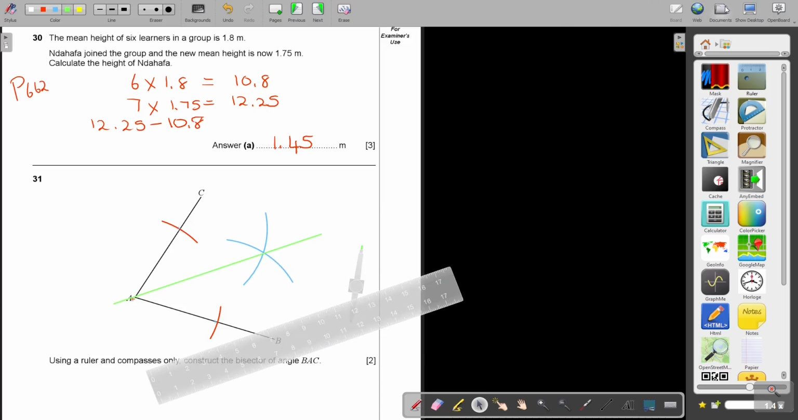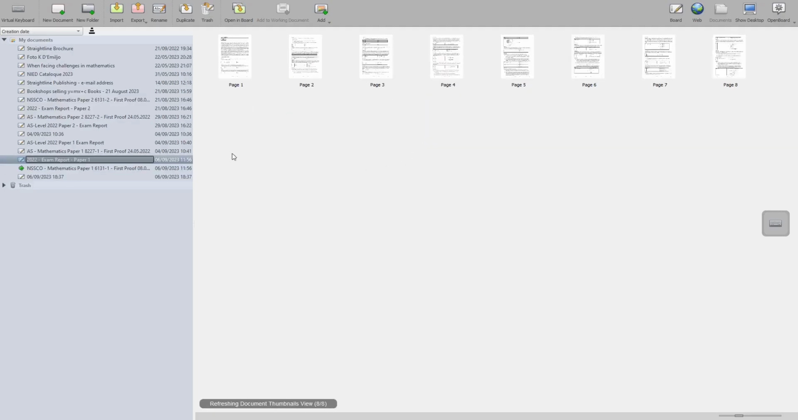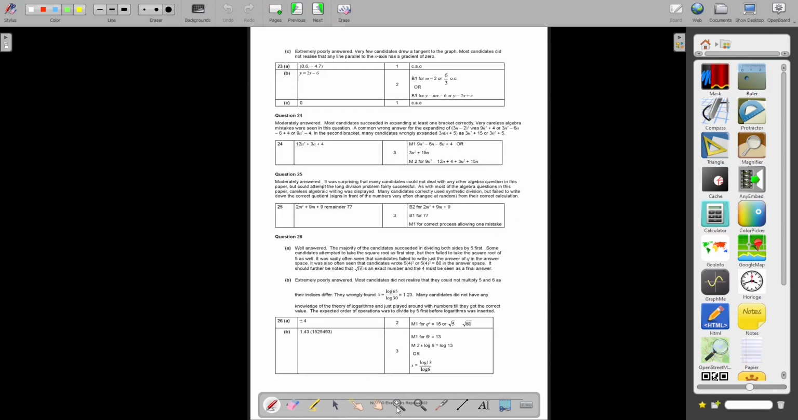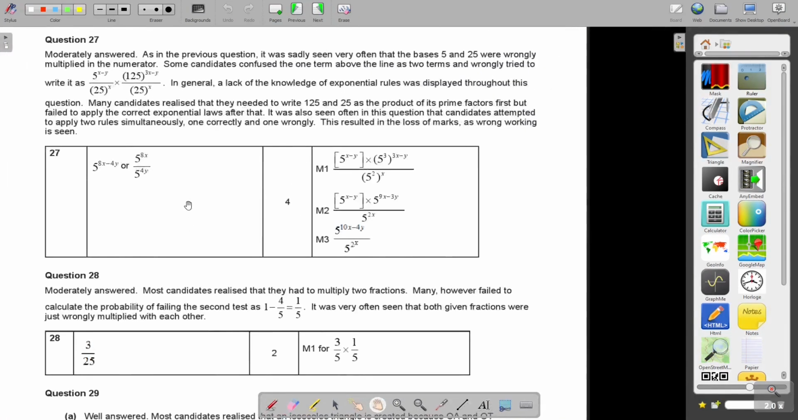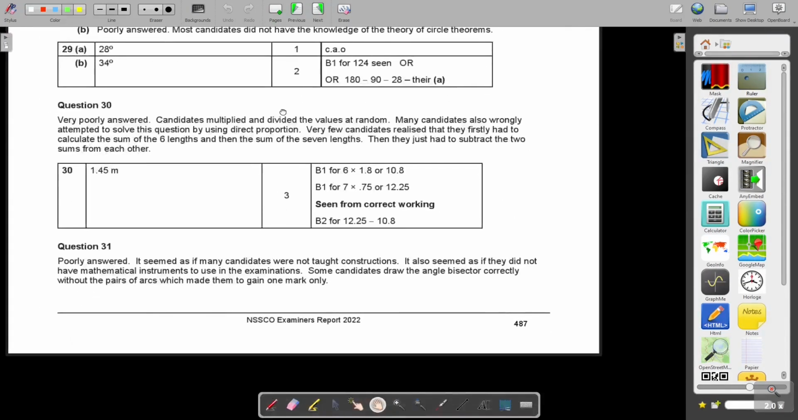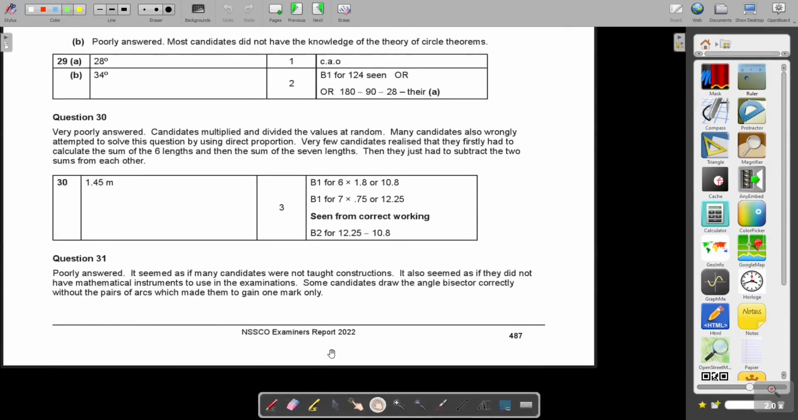And we can just go to the report and say, I think sometimes it's a problem that some students are not having the instruments, and that's actually very sad. Now, I hope that schools can just have sets and hand it out and take it back, make sure that everyone is able of doing this. So, very poorly answered. Okay, this was question 31. Poorly answered. It seems as if many candidates were not taught constructions. It also seems as if they did not have mathematical instruments to use in the examinations, which is really sad.